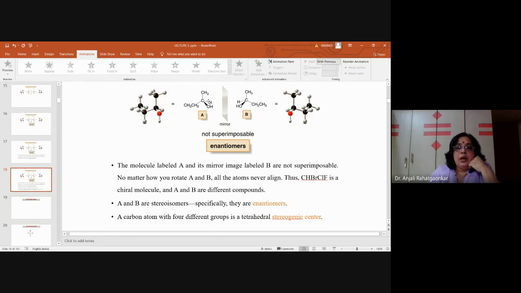Ethyl, methyl, hydrogen, and hydroxy groups are present. So we can say that this is a chiral center or stereogenic center. One more terminology you can add: this center is also called a stereogenic center, or the chiral center. All right, and these two are stereoisomers. Specifically, they are enantiomers because their mirror images are non-superimposable.